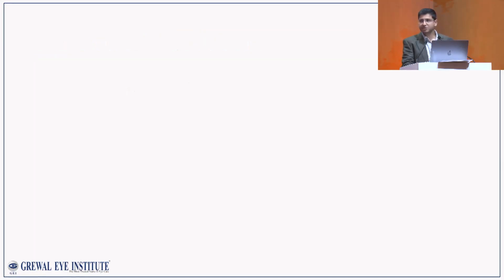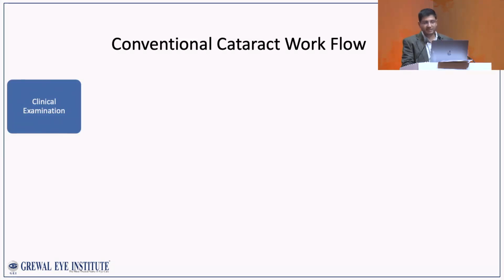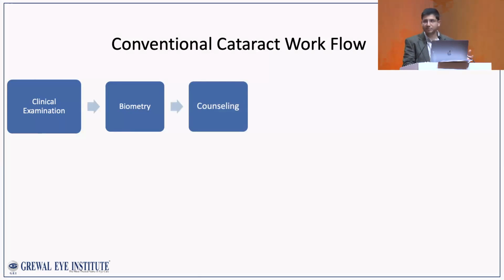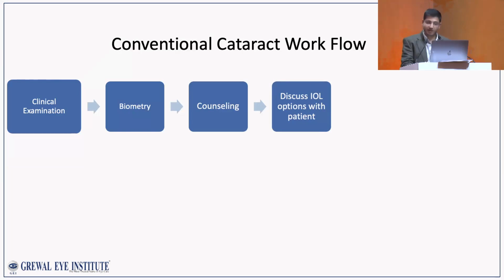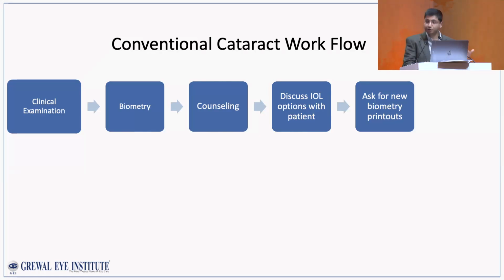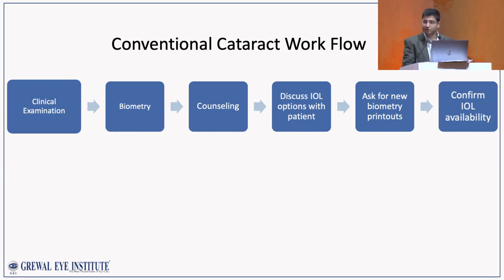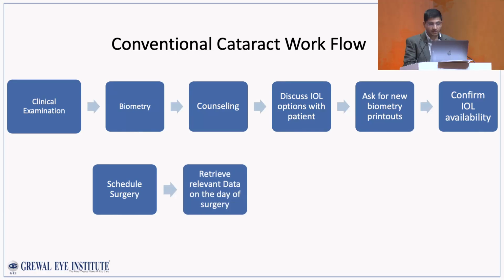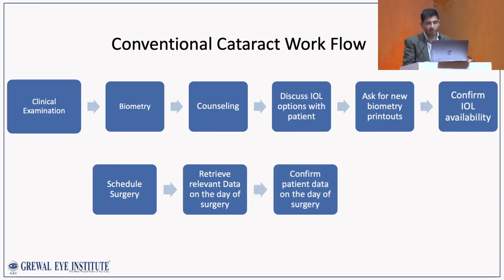So what is the traditional sort of path or workflow that we have in our practices right now? That would basically be that we first examine the patient, identify the patient has a cataract, send them for a biometry. Then the patient would undergo a counseling. Then the patient would probably come back to us. We would discuss the IOL options that they have narrowed down after the counseling. We would then maybe ask for new biometry printouts based on the lens that the patient has finally actually selected. Then we would contact the company or our own stock and confirm whether the IOL availability is there. Then accordingly, we would have to schedule the surgery. Then on the day of surgery, depending what we are using in the OR, we'd have to retrieve again the relevant data for that patient. Confirm the data, do a timeout in the OT itself.